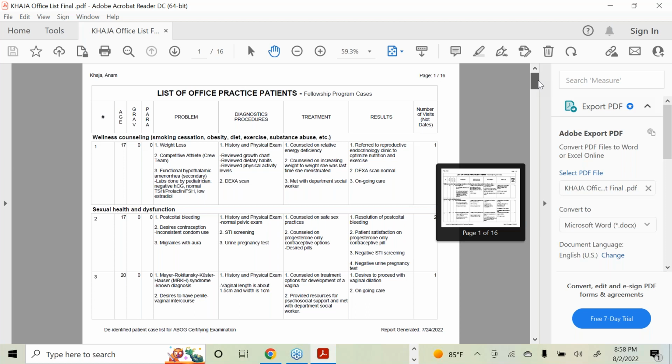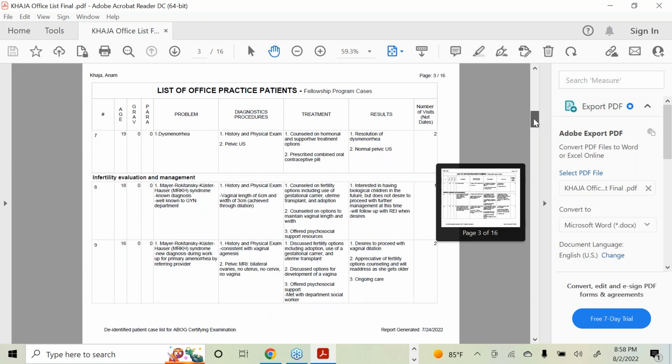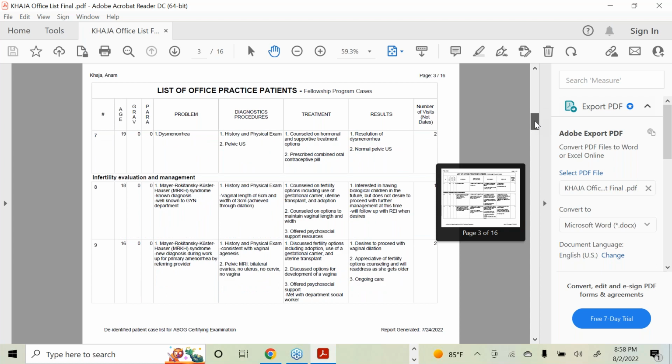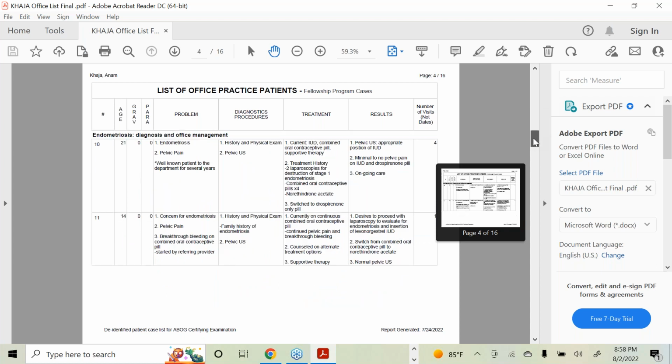I'm peds gyne, so it's very peds gyne heavy. Oh, I have noticed this. Yes, and they're not going to spend too much time talking about Mayer-Rokitansky-Küster-Hauser syndrome. That will generally not come up.